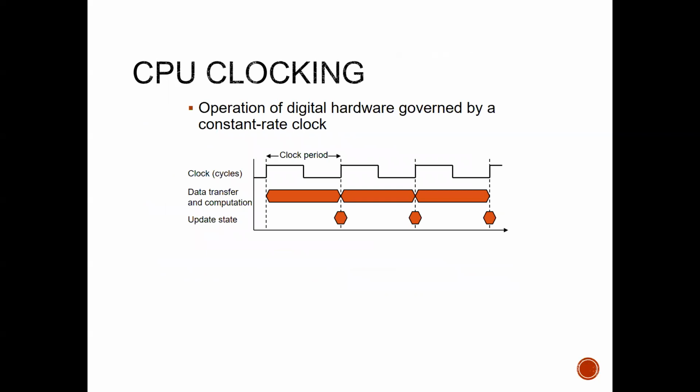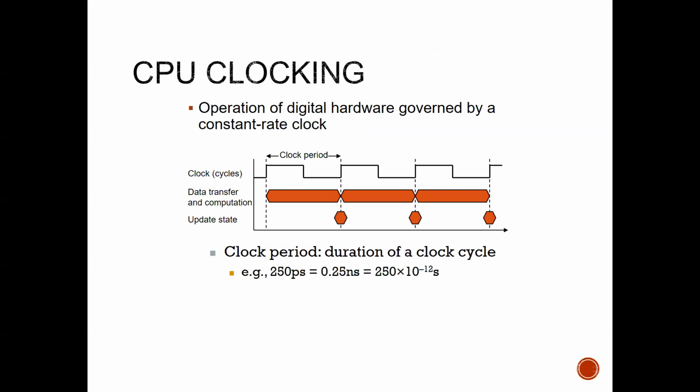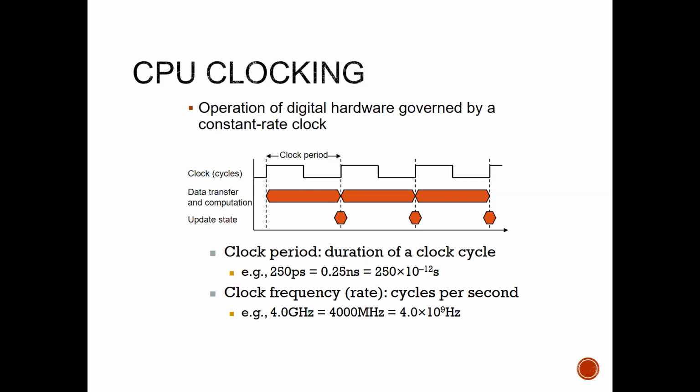CPU clocking. The operation of digital hardware is governed by a constant-rate clock. In each clock cycle, data transfer and computation occur, then state is updated. To find the clock period, meaning the duration of a clock cycle, for example 250 picoseconds equals 0.25 nanoseconds equals 250 times 10 to the minus 12 seconds.